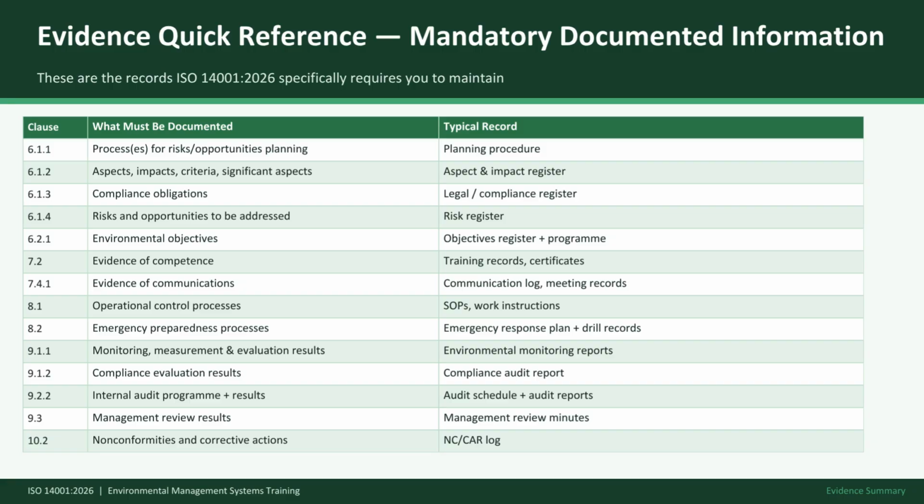We are nearly at the end. Let us take a minute to consolidate what the standard actually requires you to document. This table is your checklist. These are the records that ISO 14001:2026 specifically mandates. If an auditor asks for any of these and you cannot produce them, even if the work was done, you have a finding. I always tell my clients, if it is not written down and filed, it did not happen. That is the auditor's operating principle. Take a photo of this slide. Laminate it and stick it on the wall in your office.